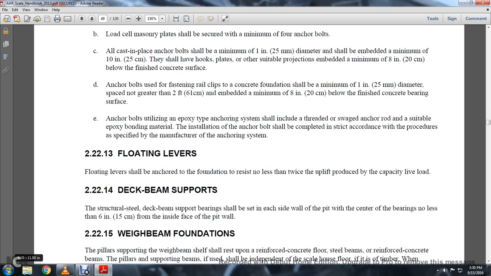222.13 Floating levers. The floating lever should be anchored with the foundation to resist no less than twice the uploading procedure with the capacity load. 222.14 Deck beam support. Structural deck beam supporting beams shall be set on each side of the pit with the center of the bearings not less than 6 inches from the inside face of the pit wall.